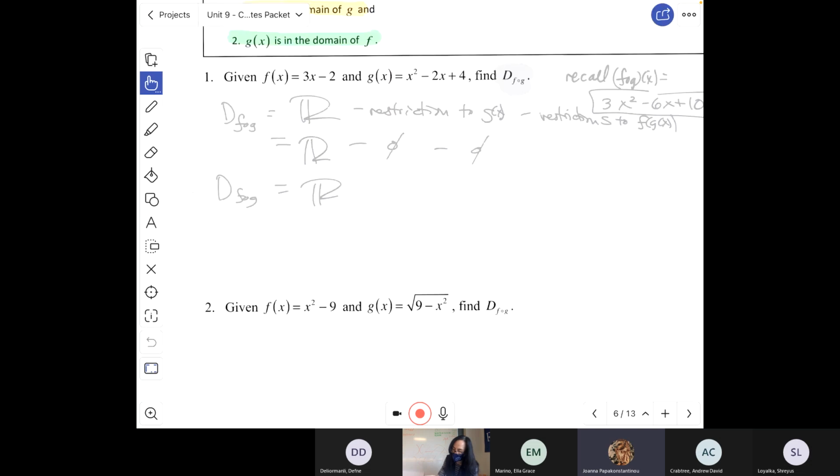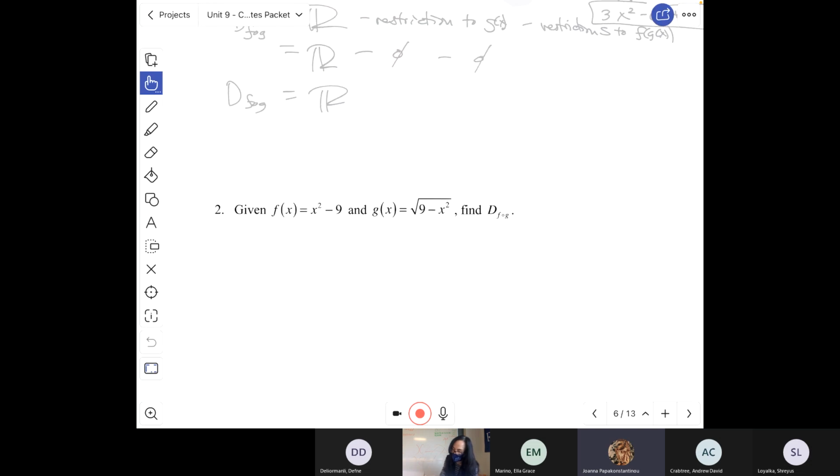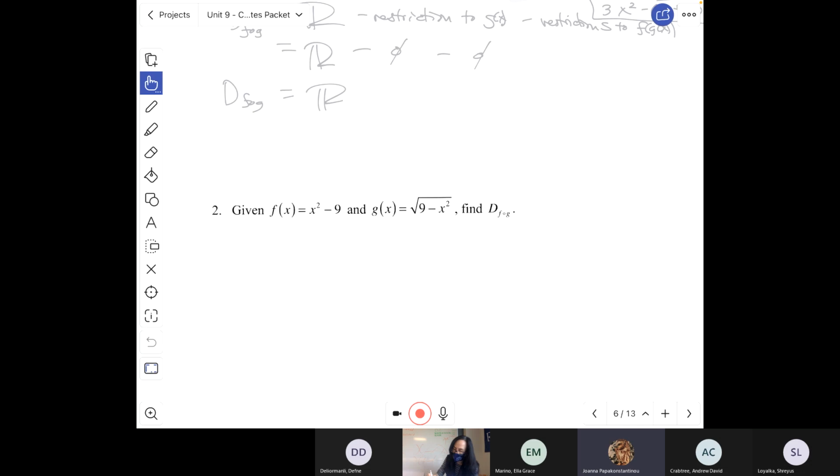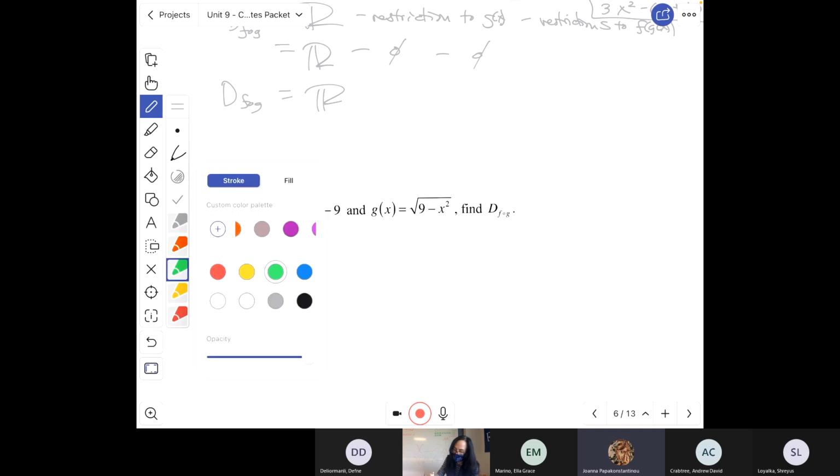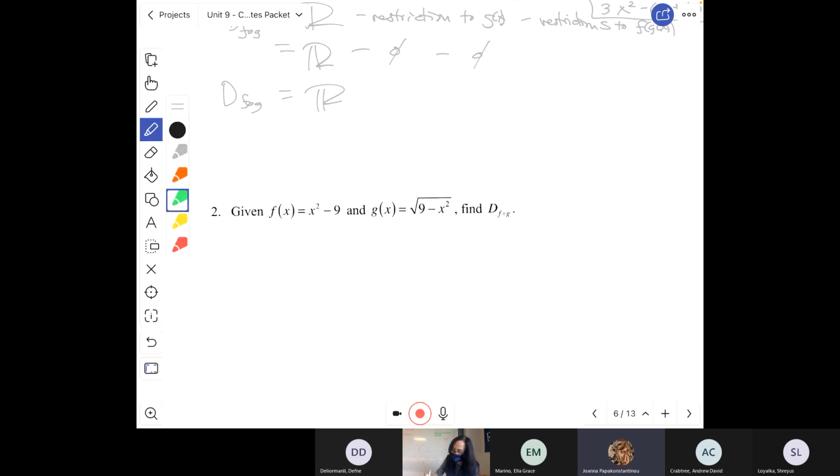Let's look at another example. What type of function is f? It's quadratic. So what is the domain of f, just for kicks? All real numbers. Now let's look at g. What type of function is g? Radical. What's the root index? 2. So do I have any restrictions that I have to take into consideration? Yes. What are the restrictions? How would I find them?